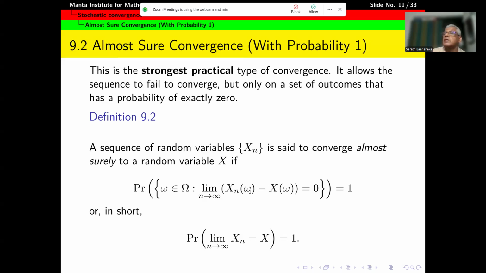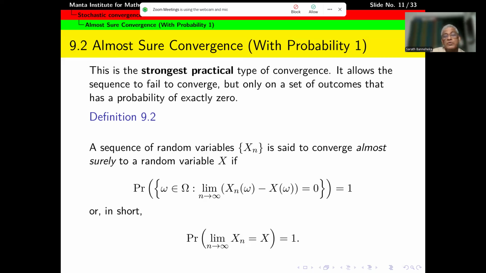Suppose we consider another omega, omega_2. For that also, say X_n(omega_2) minus X(omega_2) as n goes to infinity becomes 0, then omega_2 will also be in that particular set. Let us say that is A. And when you consider the set of all omegas that satisfy this particular condition, say capital A, and if the probability of that A is equal to 1, then we say that X_n converges to X almost surely.